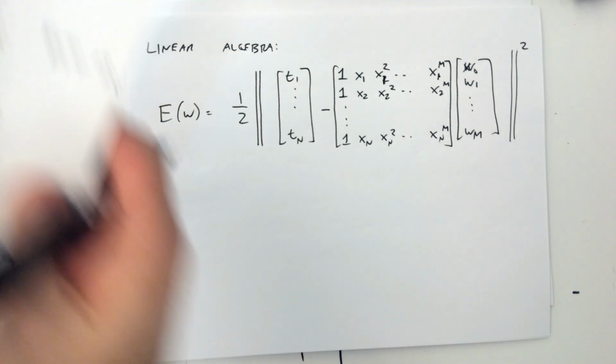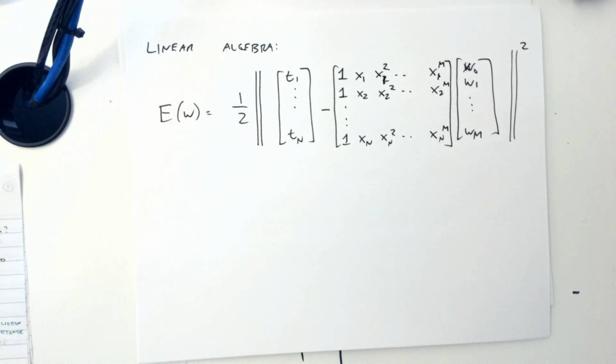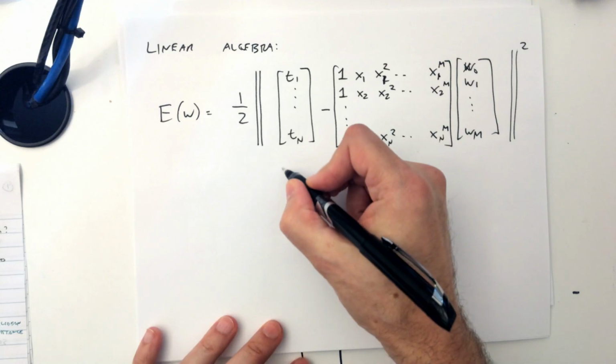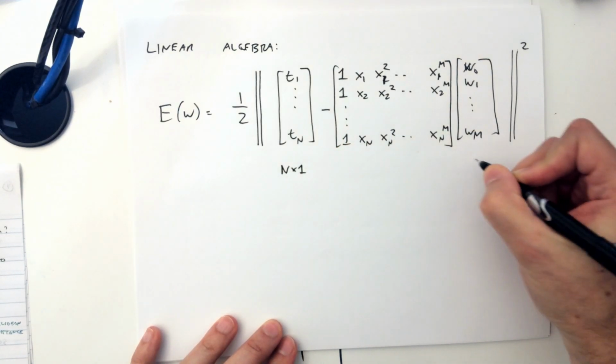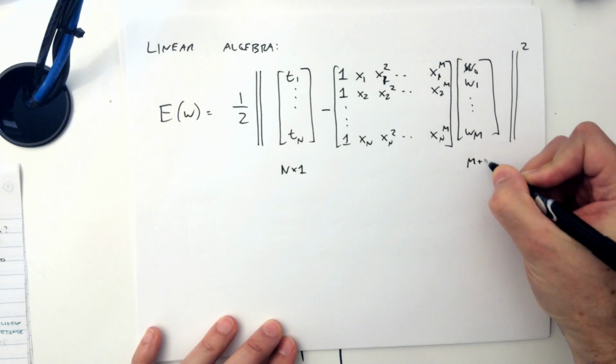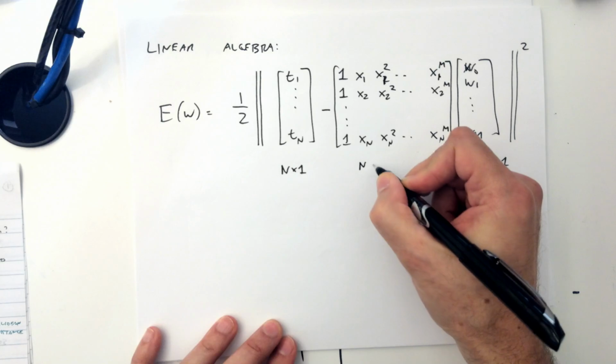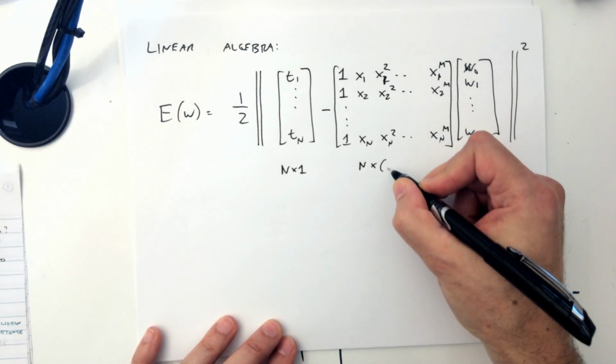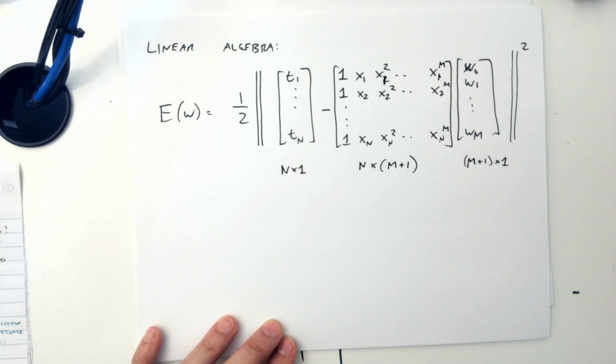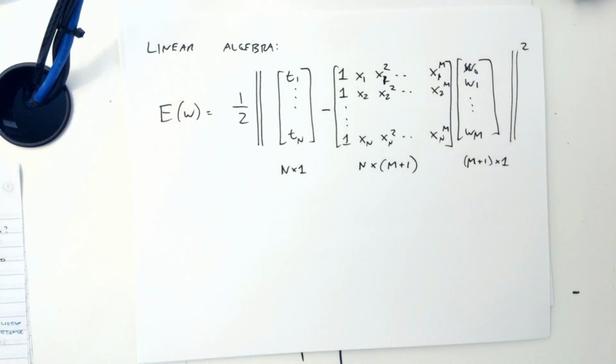So hopefully that makes some sense. So this is an n by 1 vector. This is an m plus 1 by 1 vector. And then this is an n by m plus 1 matrix, n rows and m plus 1 columns.